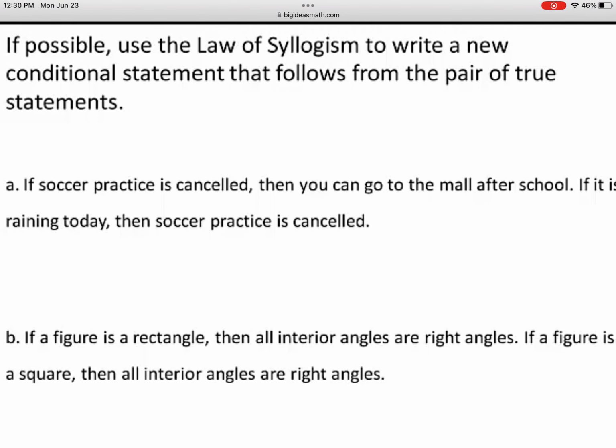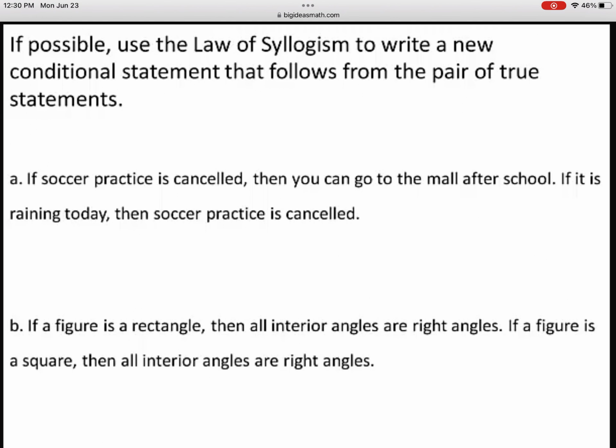If possible, use the law of syllogism to write a new conditional statement that follows from the pair of true statements. A. If soccer practice is canceled, then you can go to the mall after school. If it is raining today, then soccer practice is canceled. And B, if a figure is a rectangle, then all interior angles are right angles. If a figure is a square, then all interior angles are right angles.